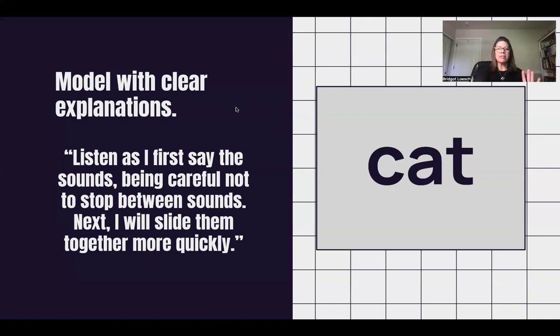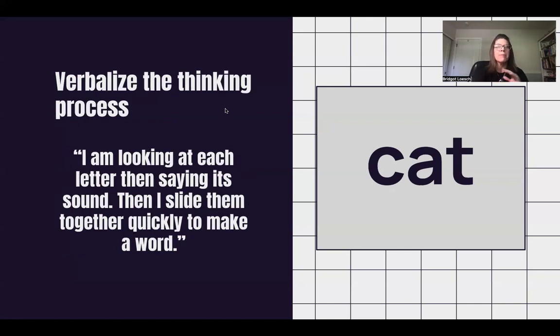So the great thing about here, now I'm taking you guys, you're not the kids anymore. You're my students again, but in a different way. Verbalizing the thinking goes quite nicely with providing the clear, explicit instructions. When you verbalize your thinking, they get a picture of what goes on inside of a good reader's head when they're doing something. So again, I told them that I'm looking at each letter, then saying its sound. Then I slide them together quickly to make a word. So those steps 3 and 4 really do tie together very nicely.